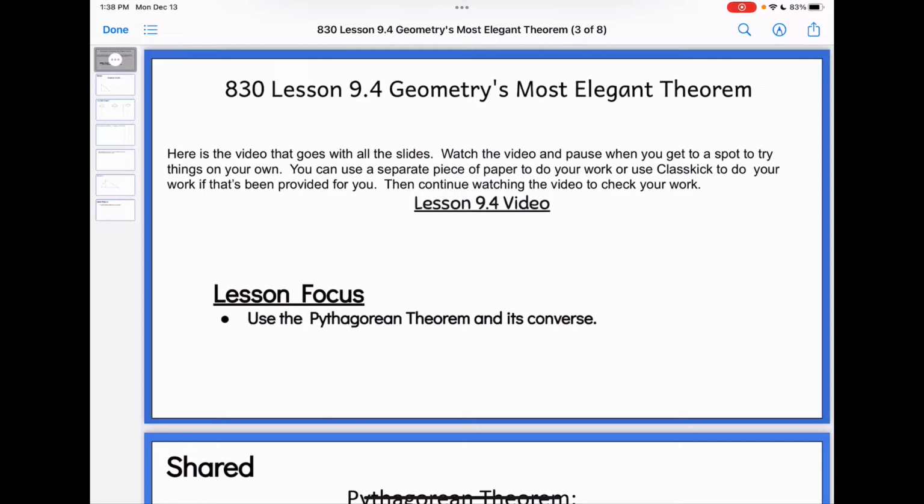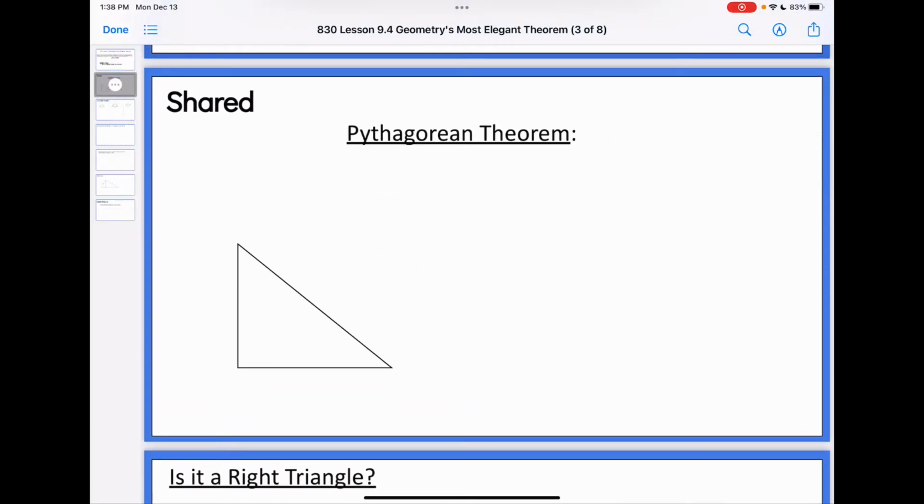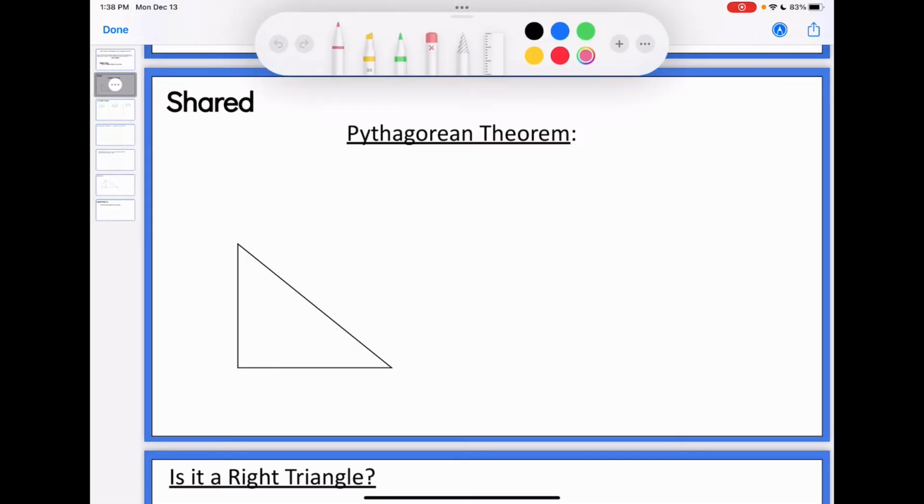So we're going to review it today, and then show you some new ways that you might see it in your problems. All right, so here we go, Pythagorean Theorem. If you remember back from last year, the Pythagorean Theorem has to have a right triangle, right? So you have to have a right triangle.